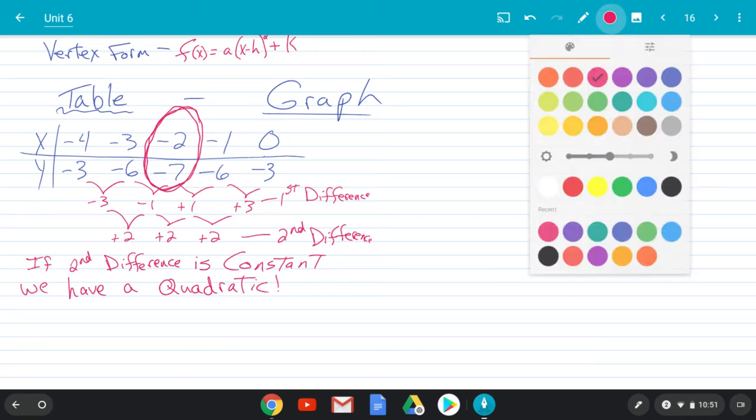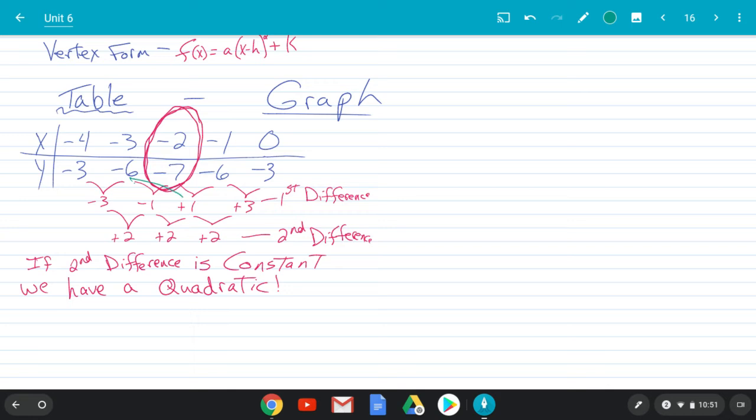Look. Let me go to a different color so you can really see it. Look at that. -6 and -6. -3 and -3. Remember, on either side of the vertex, those points mirror each other. We're looking for when those y values start mirroring each other on either side. So they're mirroring on either side of the -7, so this has to be the vertex. All right, now since that's the vertex, I know that my vertex is -2, -7.